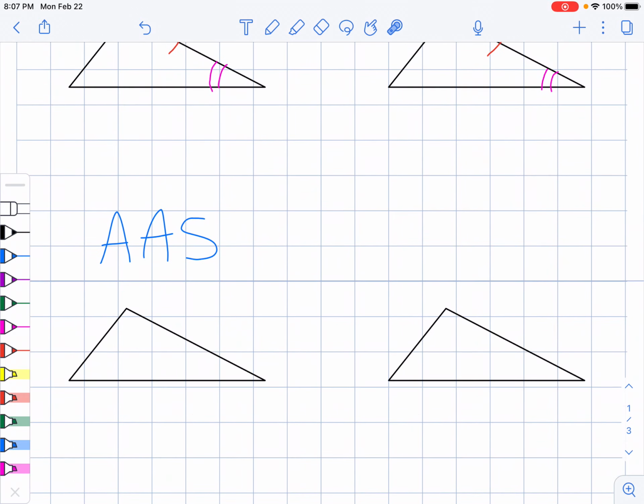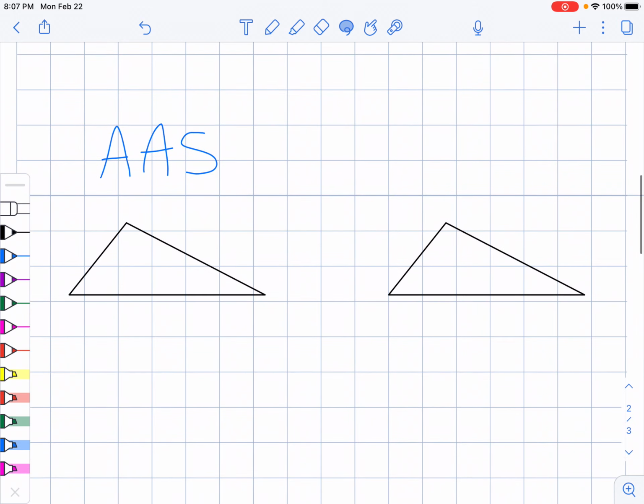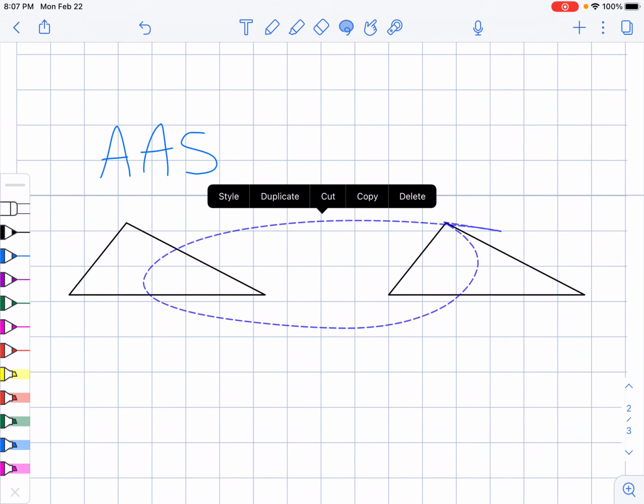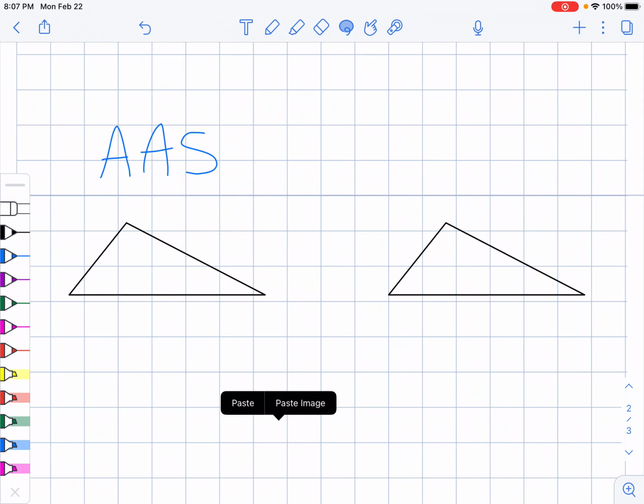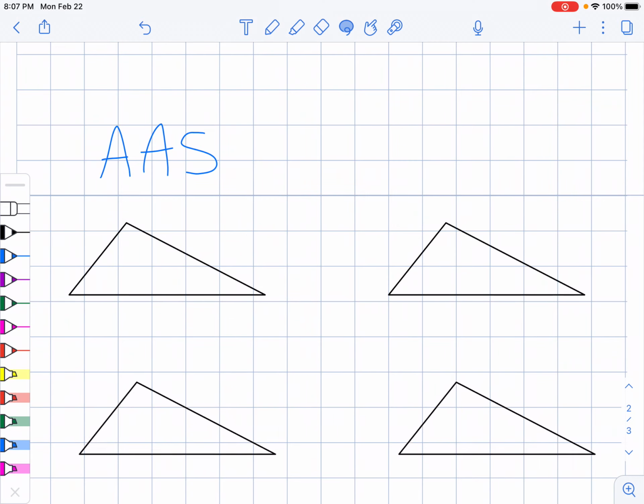And then the last one, angle, angle, side, we're going to have two angles, but the side is not going to connect my angles to each other. And you can do this in two ways. It just has to be a non-connecting side. So I'm going to show you both ways that it can be.